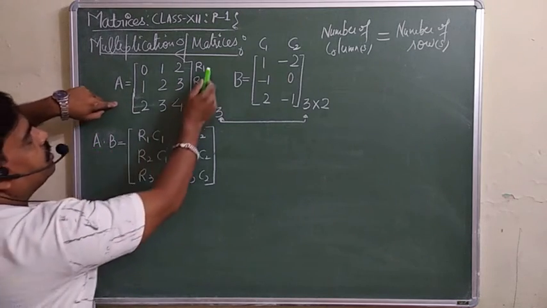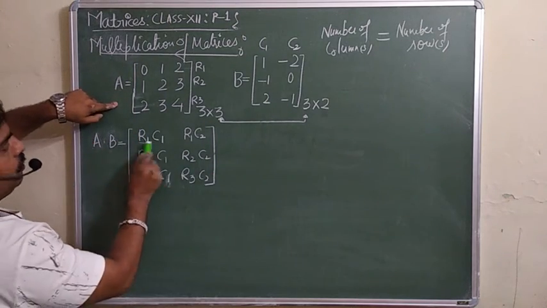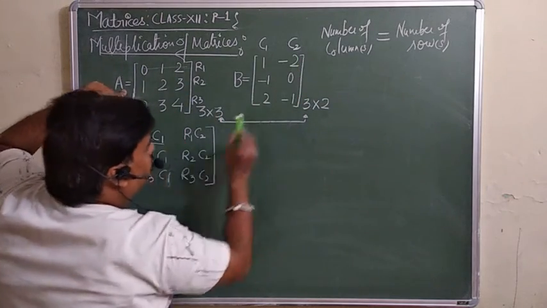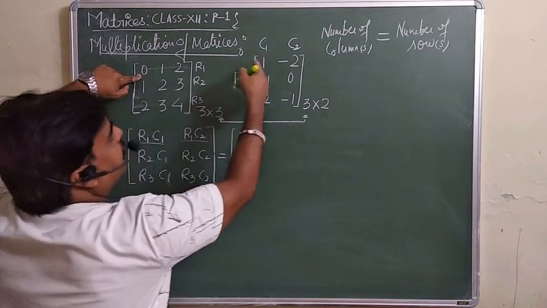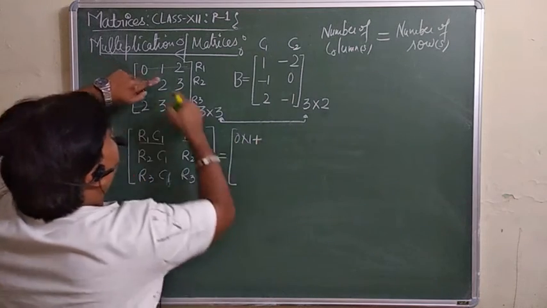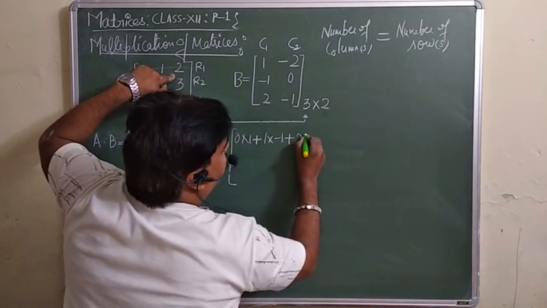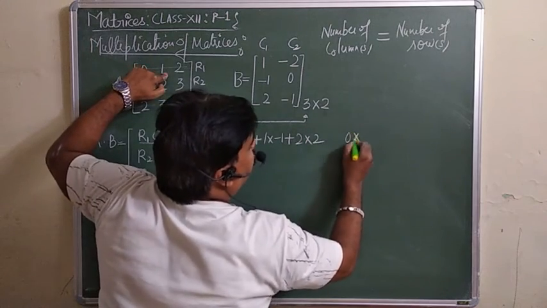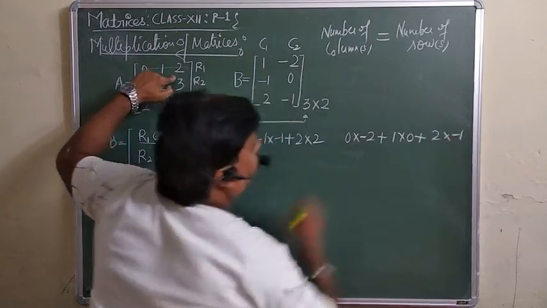If you are doing A into B, the first row you are supposed to multiply with the first column. Write down here R1, C1. In the same way, the first row multiplies with the second column. So you multiply the first row elements with the first column elements: 0 into 1 plus 1 into minus 1 plus 2 into 2. Similarly, first row, second column: 0 into minus 2 plus 1 into 0 plus 2 into minus 1.